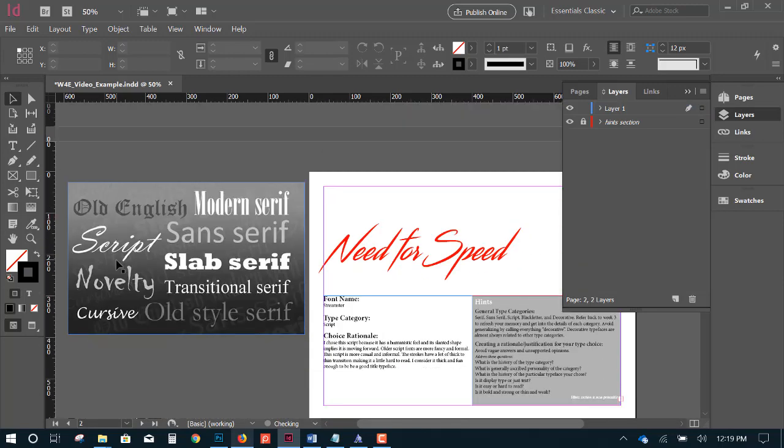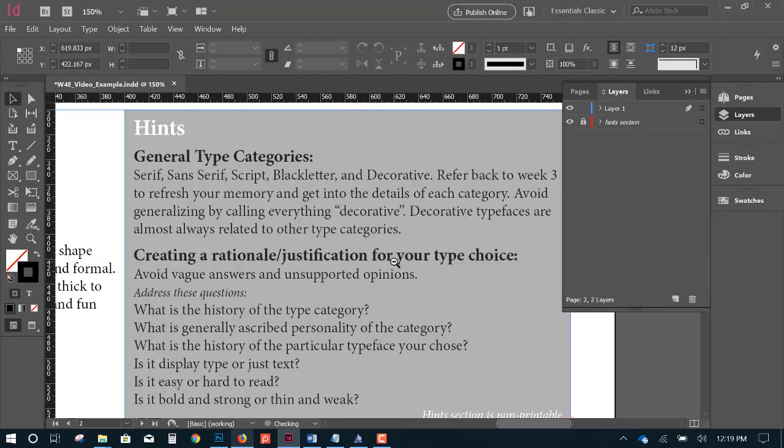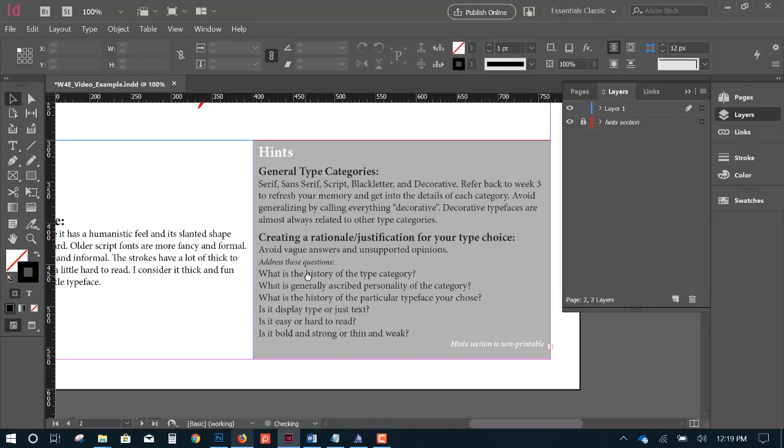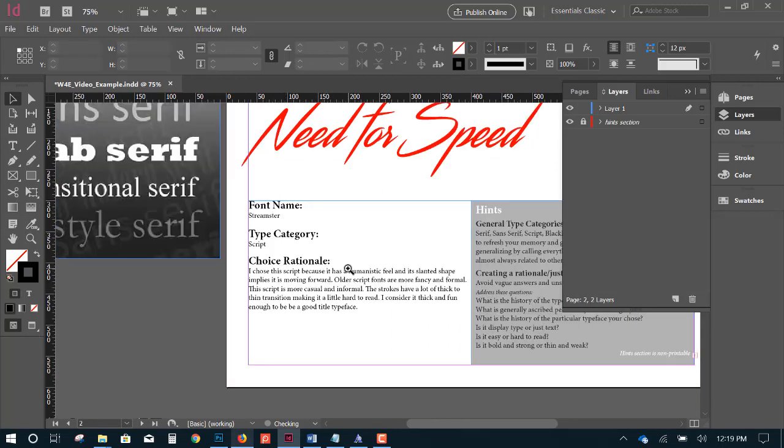I know that all the stuff I wrote over here on the right might seem a little bit overwhelming. I'm not asking you to answer every single question. I'm just asking you to do a little bit of research and not just share your opinion. The category is a big deal, and every category has a history. So you could just say something about the history of that category or the uses for that category.